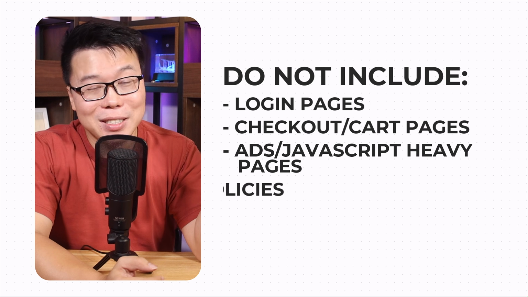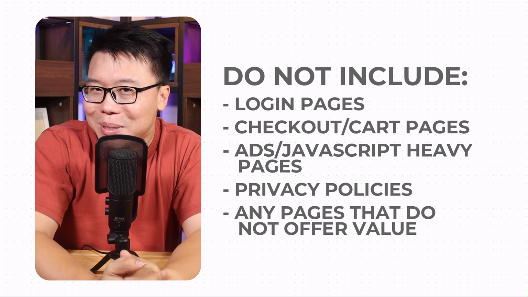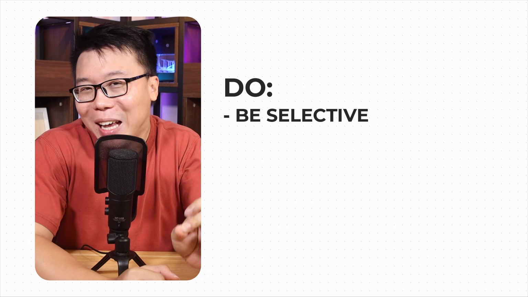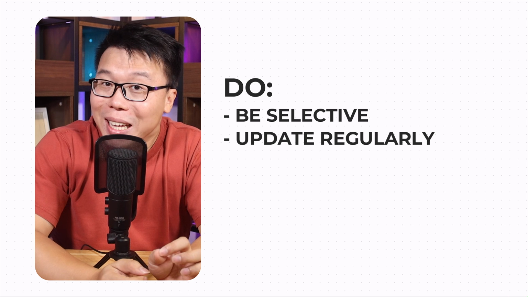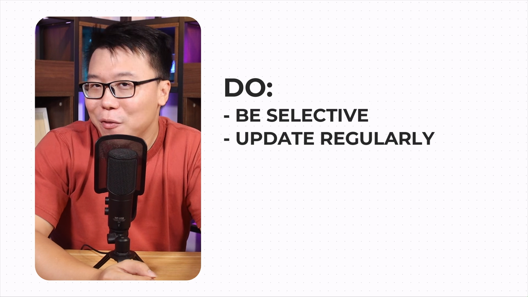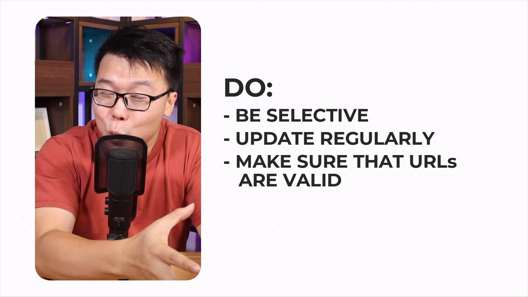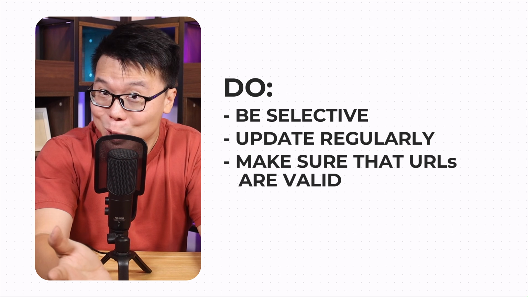So as best practice, do not include login pages, checkout or cart pages, ads or JavaScript heavy landing pages, privacy policies, and any pages that do not offer value outside of your website. Also, you want to be selective and choose only the content that really reflects your knowledge or value your site offers. Update the file regularly, which means if there is a new important piece of content, add it to the file. And most importantly, make sure that those URLs you add are working, because broken links confuse AI models.